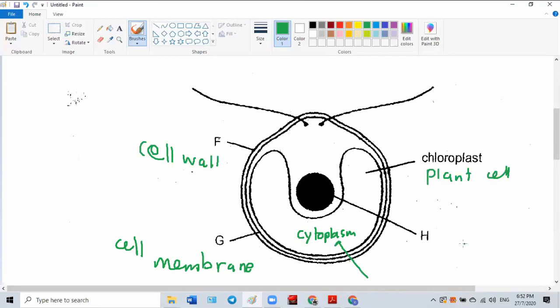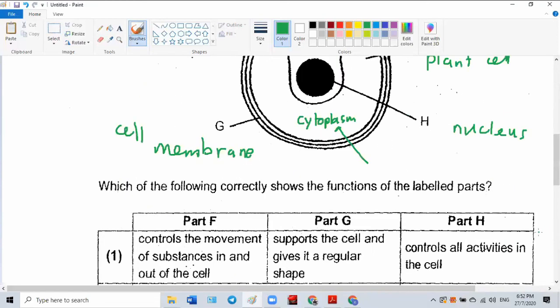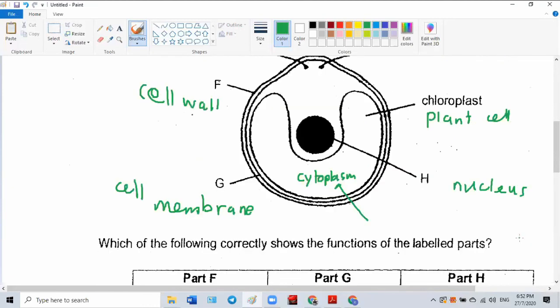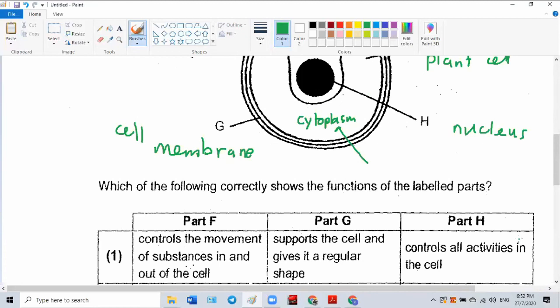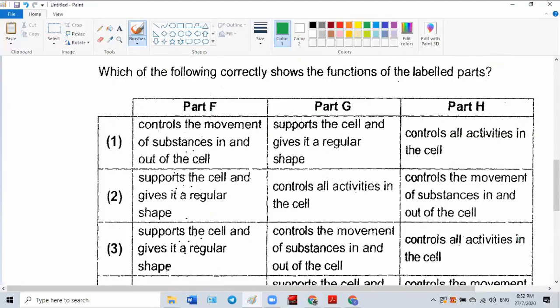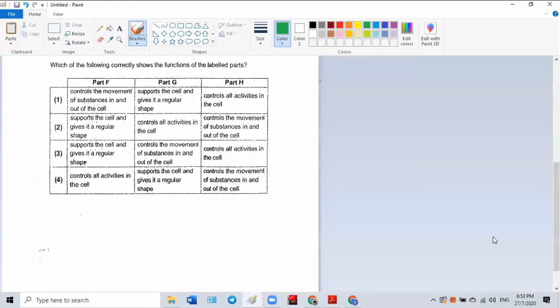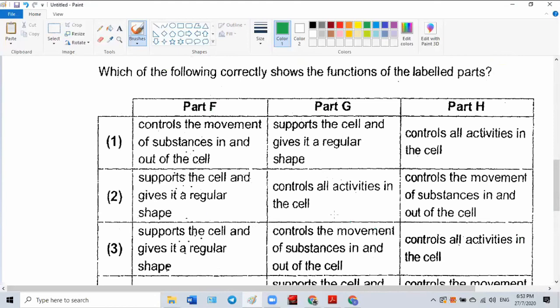H is the nucleus, right? Nucleus controls all the activities. So which one shows the function? Part F. Part F is what? Cell wall, right? Cell wall does what? Controls movement of substances in the cell membrane, right? It's the cell membrane, no lah. Part G is correct, it's the cell membrane.